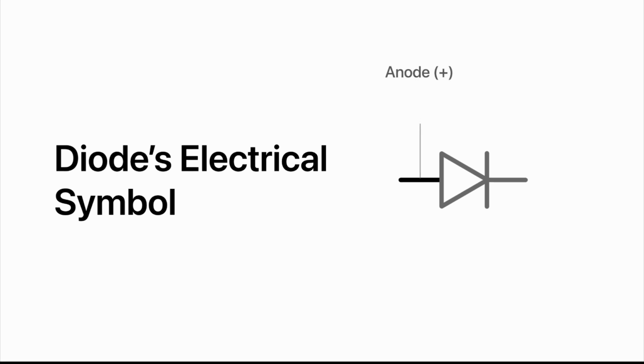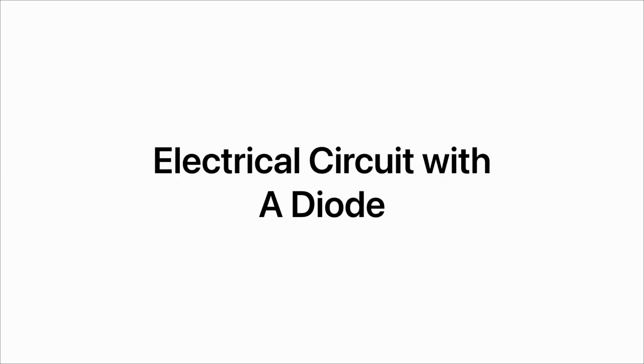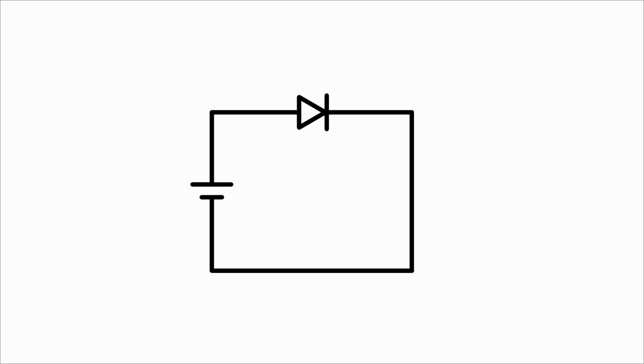This is the diode's electrical symbol. This is the anode, or positive side, and this is the cathode, or negative side of the diode. Let's look at an example of an electrical circuit with a diode. Remember, diodes can only be connected from positive to positive and negative to negative, and you will see why later. This is an example of an electrical circuit with a diode.